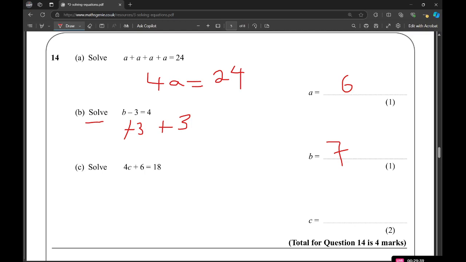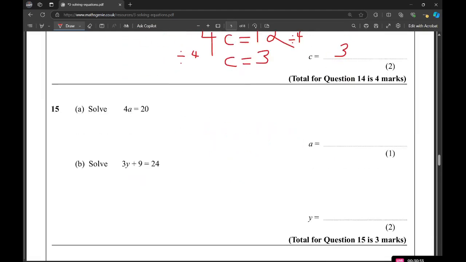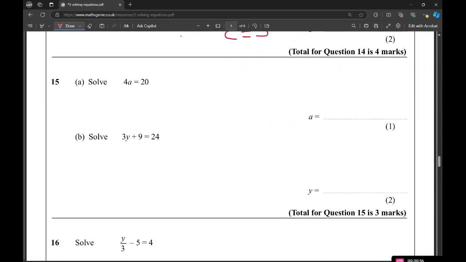Next one, solve 4c plus 6 equals 18. I'm going to subtract 6 on both sides. We have 4c is equal to 12. Divide by 4 on both sides. c equals 12 divided by 4, which is 3, because 4c means 4 times c. So c is equal to 3. Next one, solve 4a equals 20. Divide by 4 on both sides. a equals 20 divided by 4, which is 5.